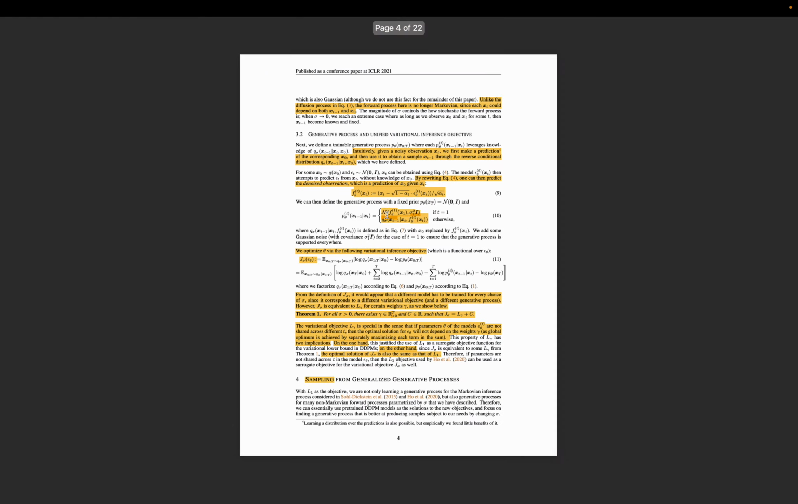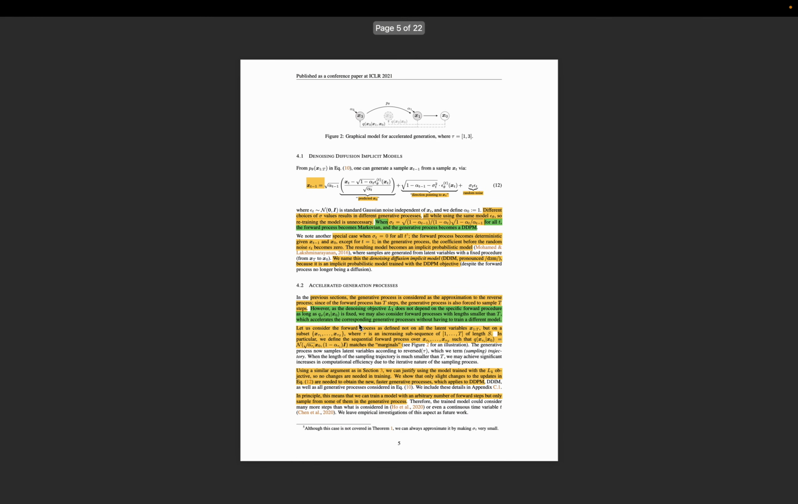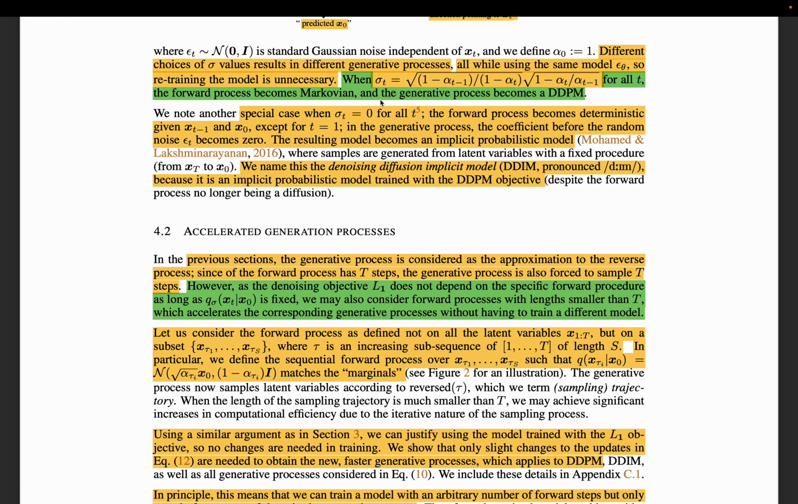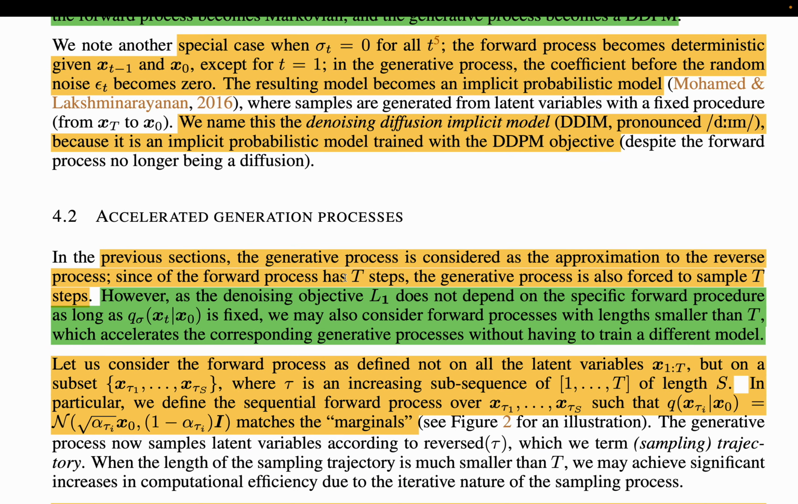Okay, so last thing. For now, we've introduced this new model, let's say DDIM. But we've assumed T steps for the forward process, and then the generative process, the reverse process, is forced to have T steps. However, the L1 objective only depends on the marginal, so q of xt given x0. So we don't care about the intermediate time steps. We only care about the marginal.